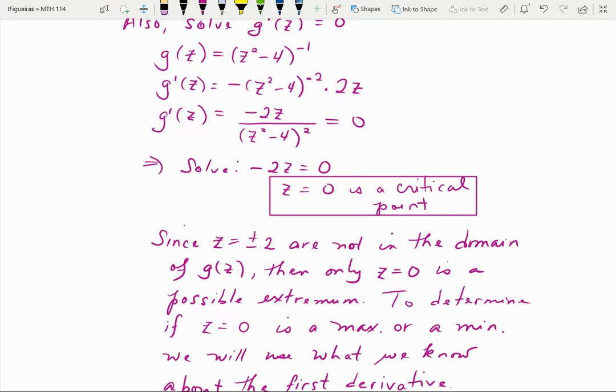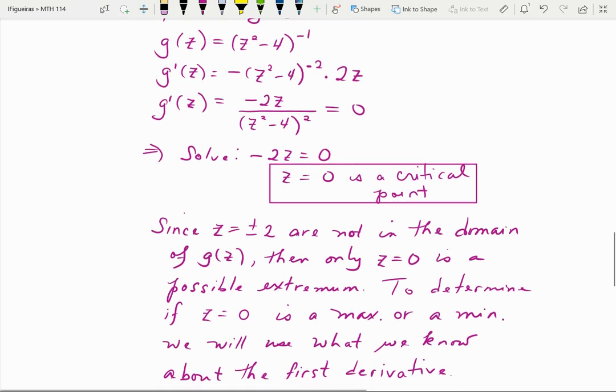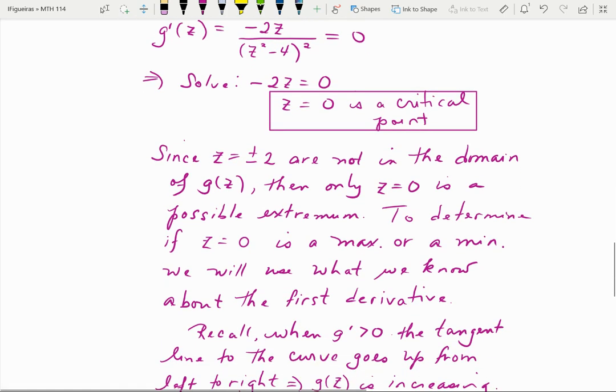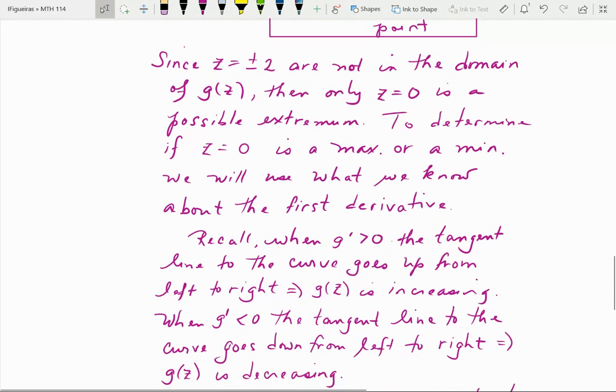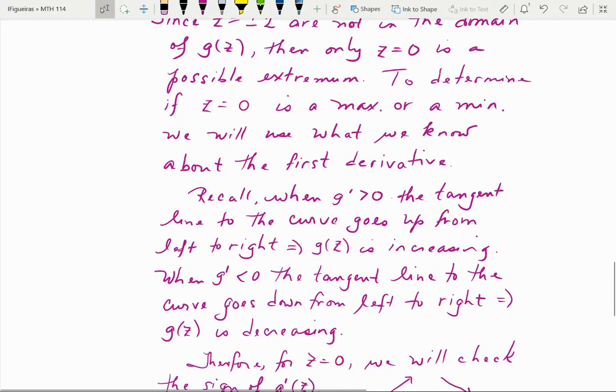So to determine if z equal to 0 is a max or a min, we will use what we know about the first derivative. So this next part is an introduction to information you'll hear in future sections that are coming up soon. So recall that when your derivative is positive, the tangent line to the curve goes upward from left to right. So it should be going like this. Positive slope means your line is going that way.